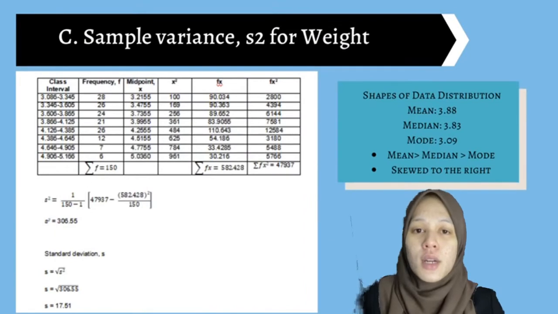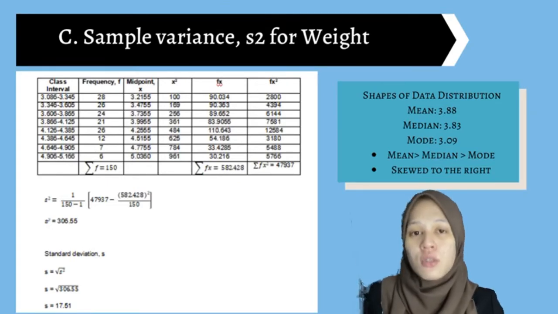And the last one is weight. The sample variance of weight is 306.55 and the standard deviation we got is 17.51. The shape of data distribution is still the same as liter per 100 and KPL, which is skewed to the right.